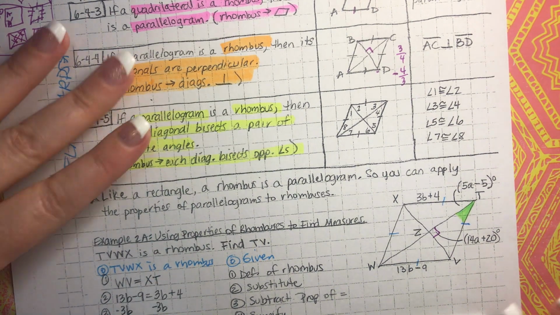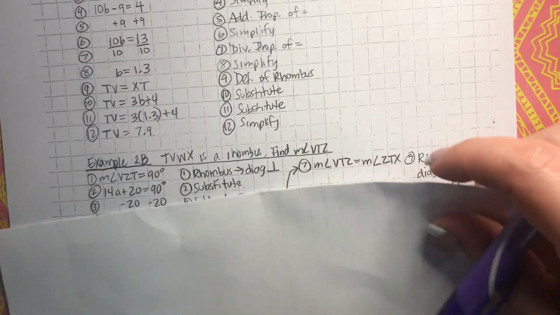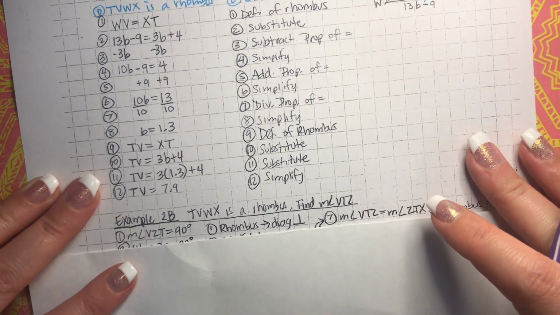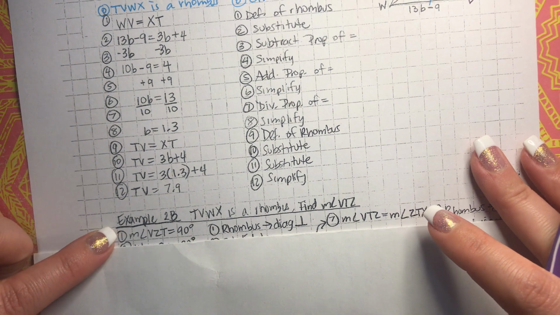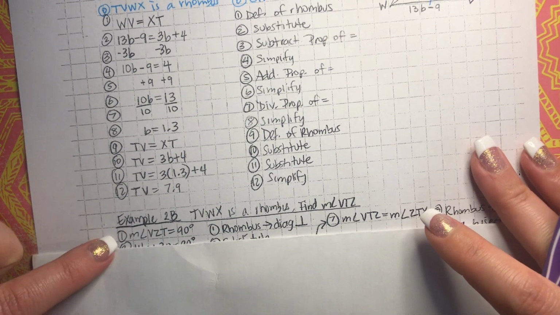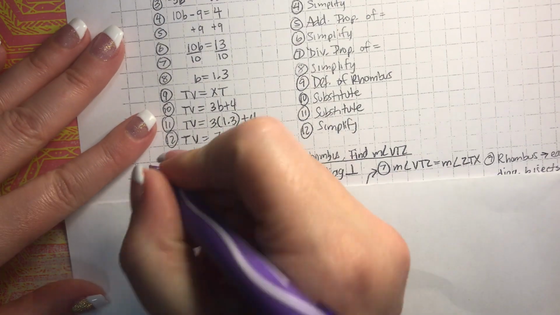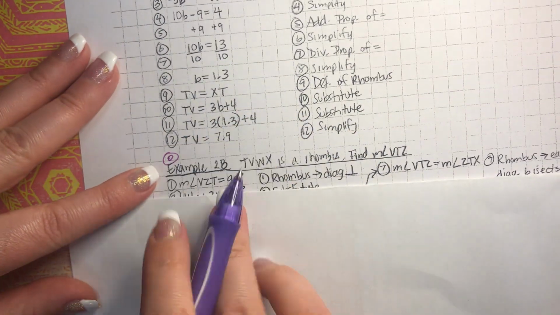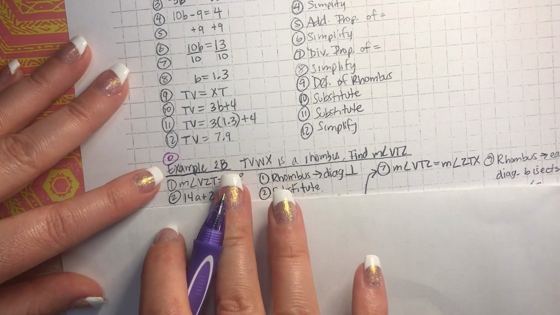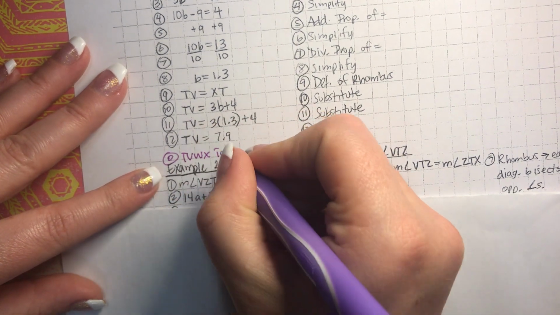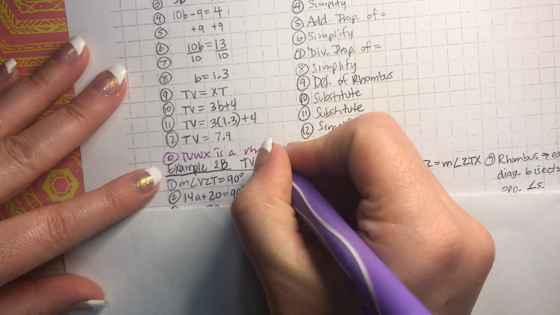Okay, let's go for it and appreciate. We're appreciating this problem. So first, what do we have? What is not here is that it is a rhombus. It needs to say that it's a rhombus. So we need to say that. I'm going to put it up here because I don't have any room. TVWX is a rhombus.